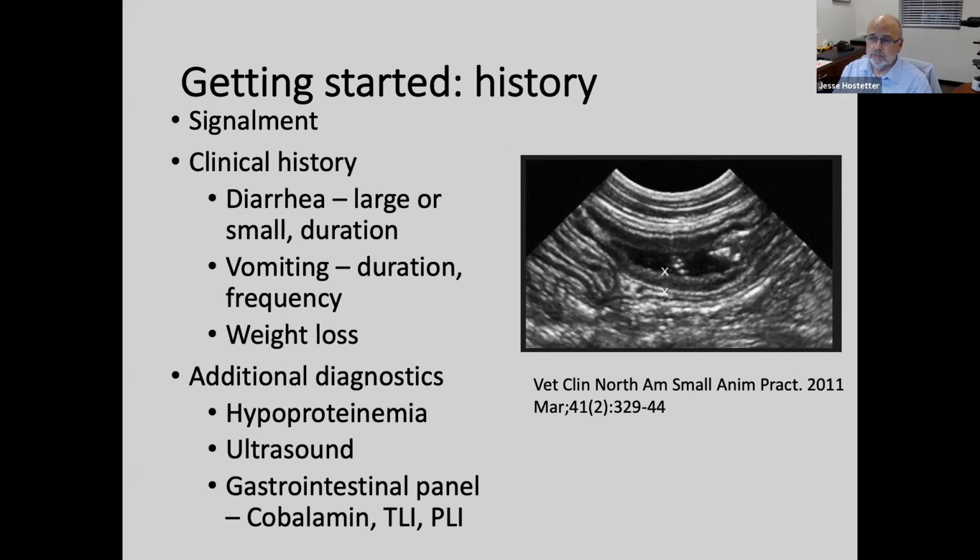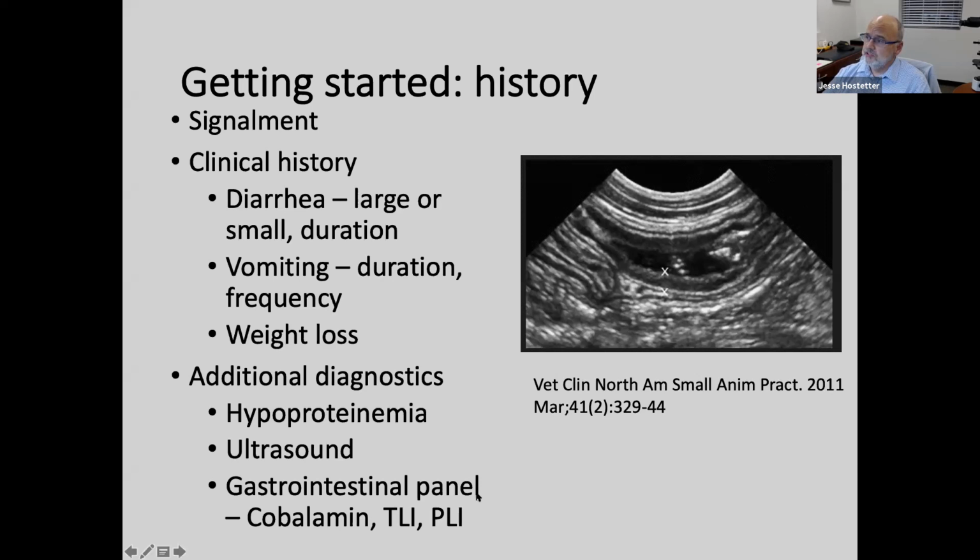And weight loss is something I cue in on, especially in cats. It can be really helpful to raise my index of suspicion. A couple of other things. One is hyperproteinemia, lots of causes for that, but GI disease and PLE, protein-losing enteropathy, can be one of those things. And I really like it if we get ultrasound results.